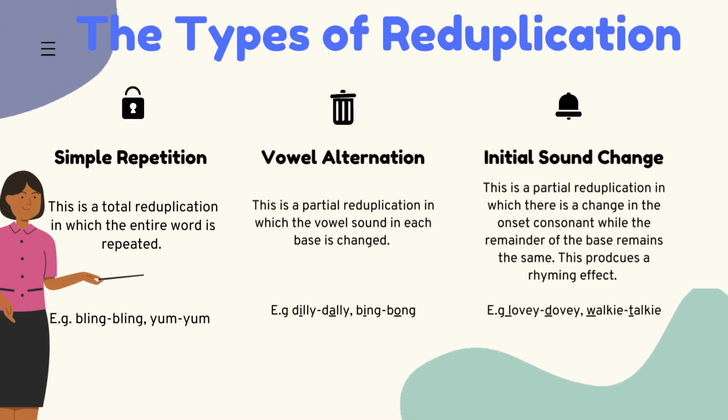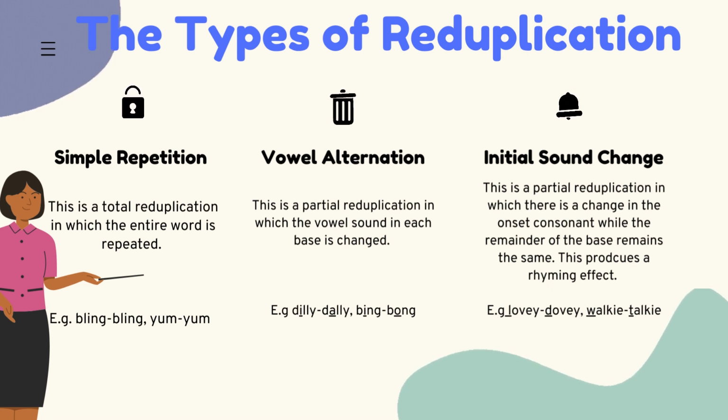The types of reduplication. There are three types of reduplication. The first one is simple repetition. This is a total reduplication in which the entire word is repeated. Example, bling bling, yum yum. The next is vowel alternation. This is a partial reduplication in which the vowel sound in each base is changed. Example, dilly dally. Here you can see the I is changed to an A, and we also have bing bong.